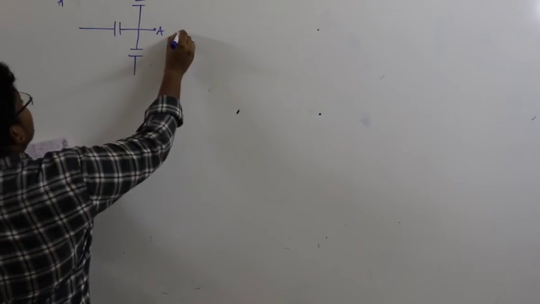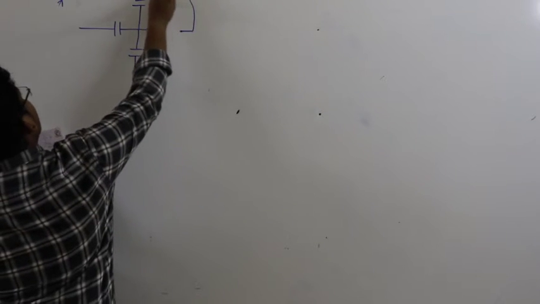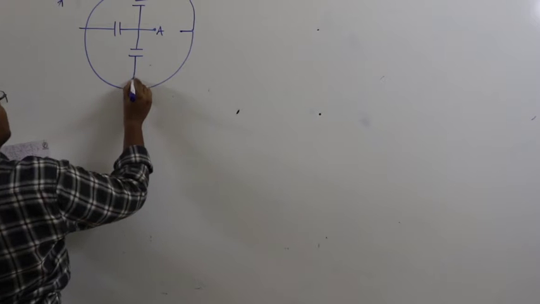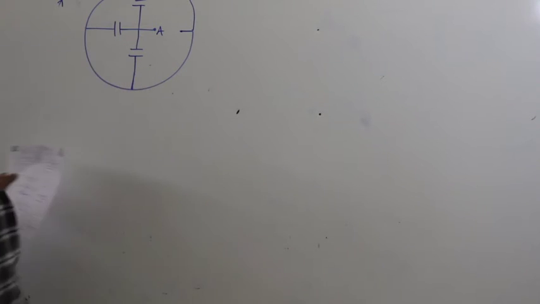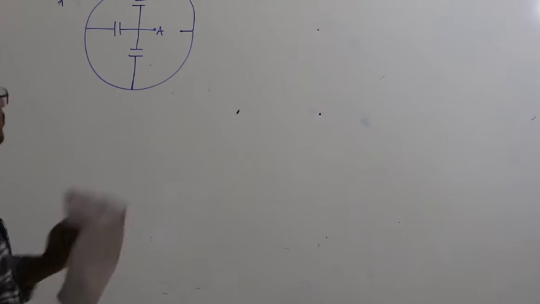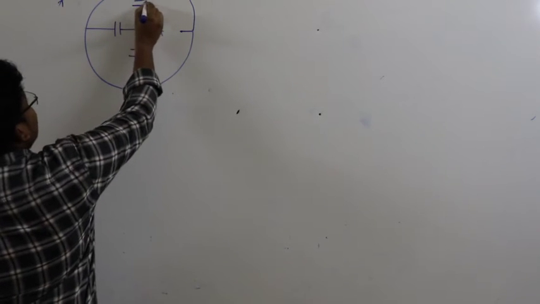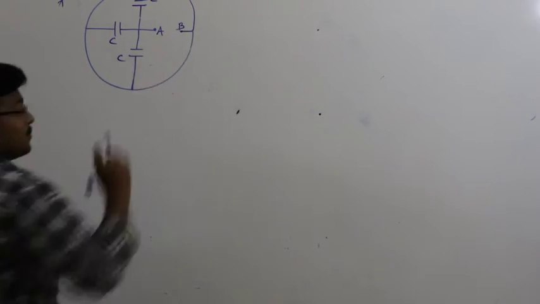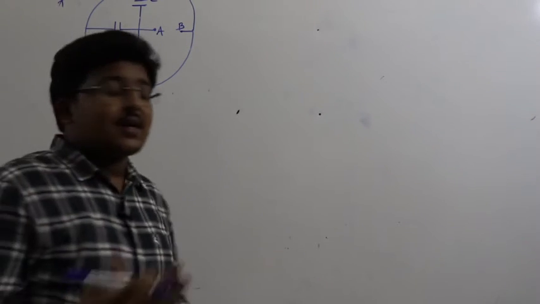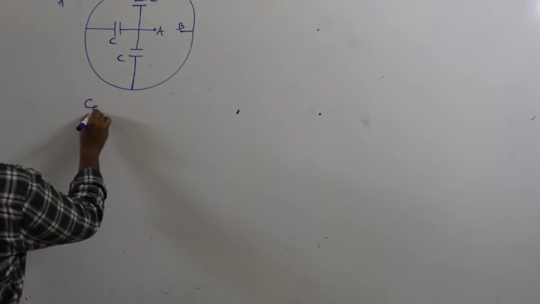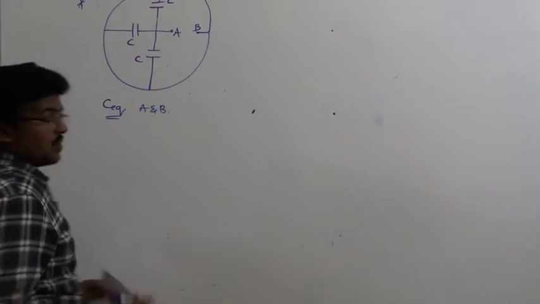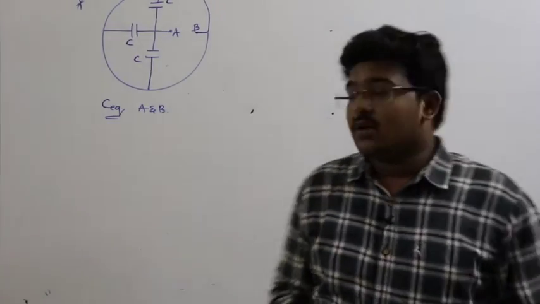And it is B, so that it is a circle. Okay? See, there are 3 capacitors. Each capacitance value is C, and this is A, this is B. Now they are asking what is the equivalent capacitance between A and B. Sir, how to do this type of question?